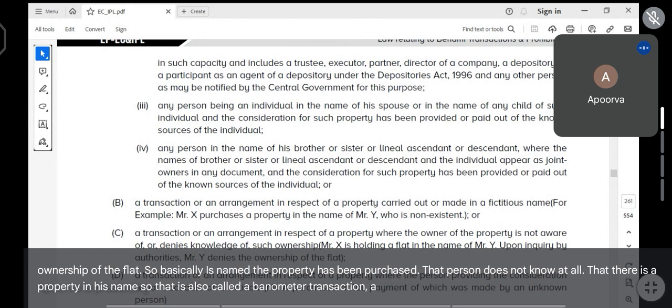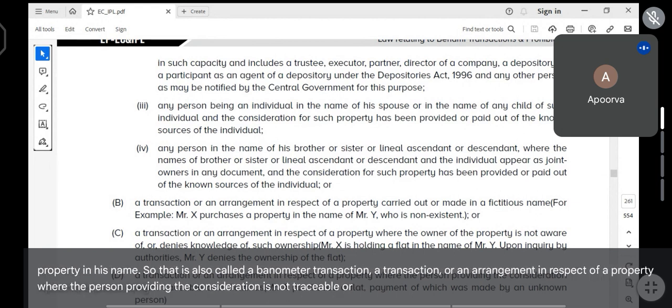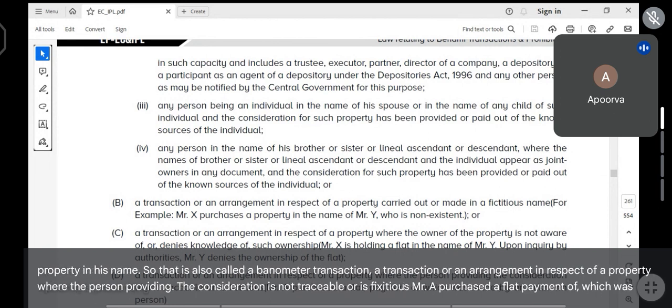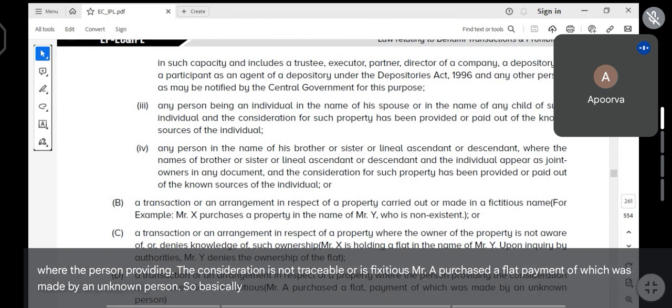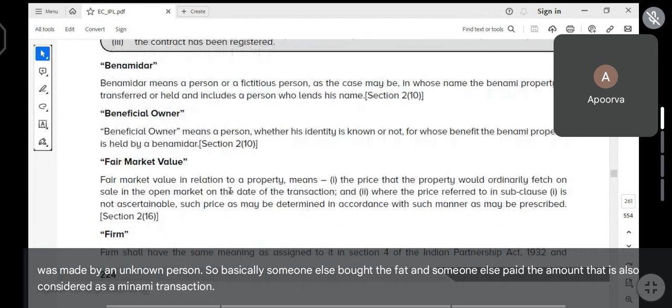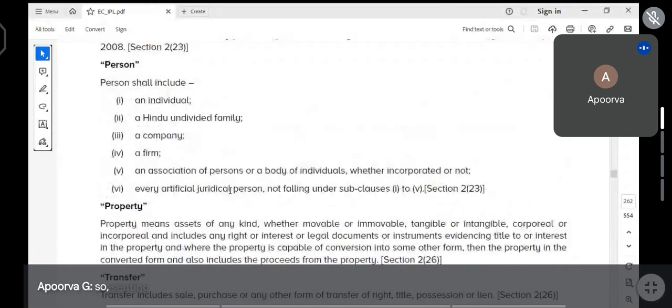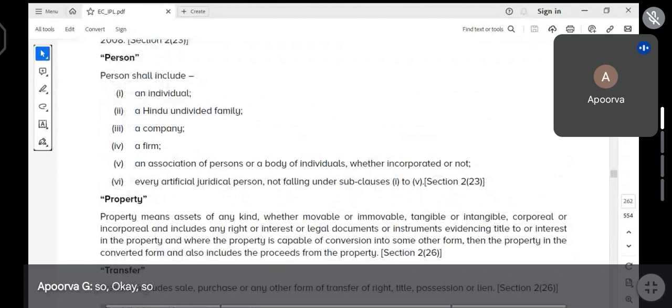A transaction or an arrangement in respect of a property where the person providing the consideration is not traceable or is fictitious. Mr. A purchased the flat, payment of which was made by an unknown person. So basically, someone else bought the flat and someone else paid the amount. Now, that is also considered a benami transaction. Okay, so those were the important ones.